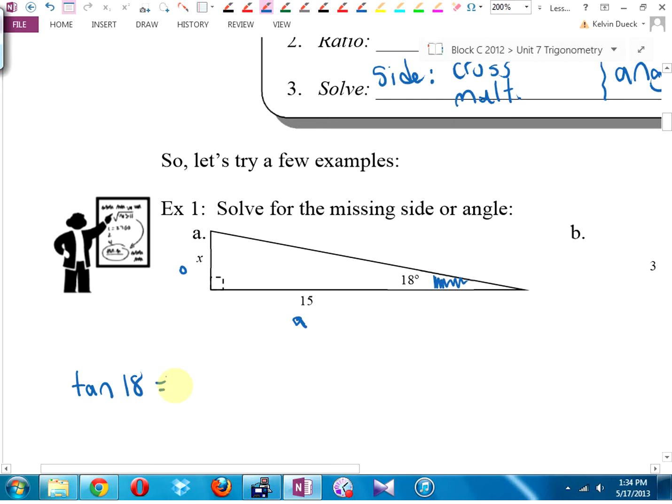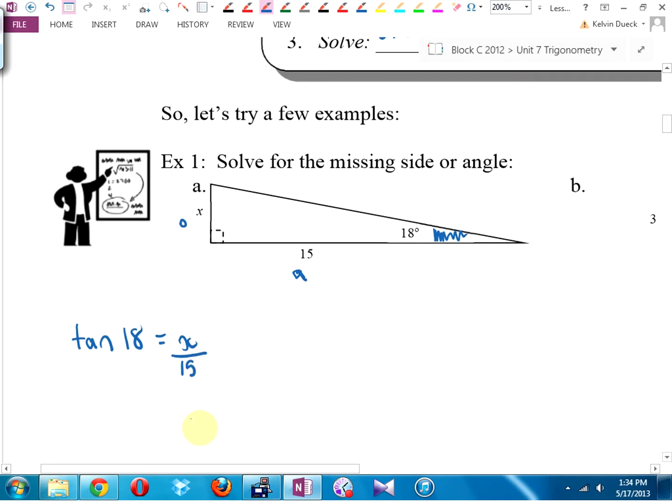What did the OA actually stand for? In the word TOA, what did the OA stand for? Opposite over adjacent. Look at my triangle. What's the opposite side? X. Over. What's the adjacent side? You know what? If I do this, it's just like question 5 from last day's homework. I have 1 fraction equals 1 fraction. You know how I can solve this? There's a handy-dandy Math 8 trick.